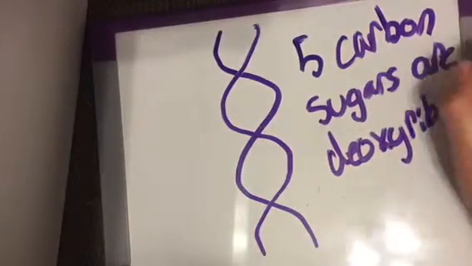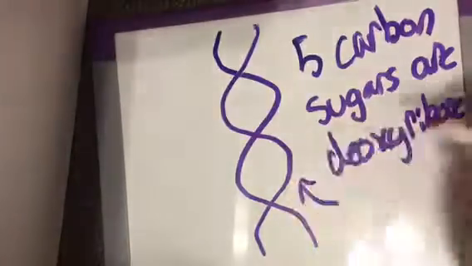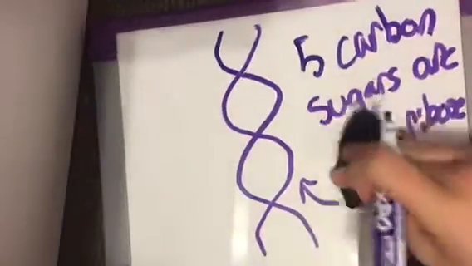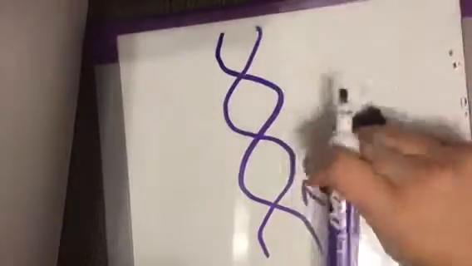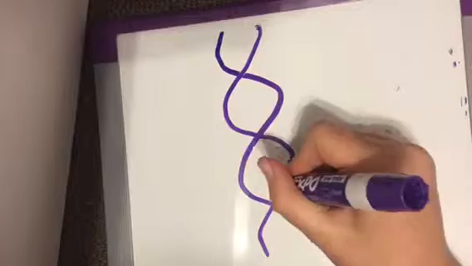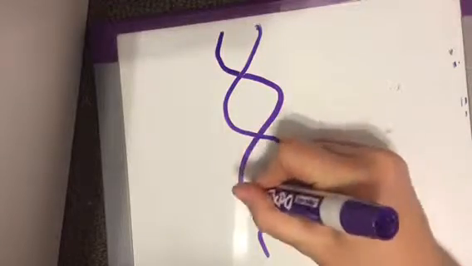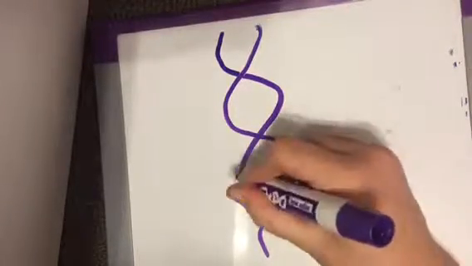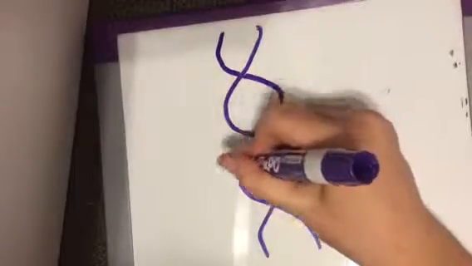The 5-carbon sugars are deoxyribose. And then in between is where the base pairings go: A to T, G to C, or C to G, T to A.